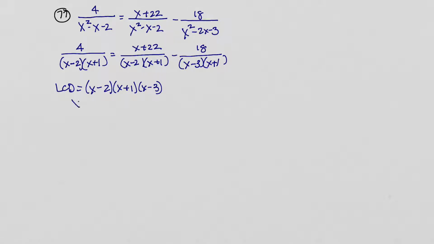And excluded values, you can see them. x is not equal to 2, negative 1, and 3. The 2 comes from here. If x is 2, 2 minus 2 is 0. The negative 1 comes from here. Change the sign, so we'll get negative 1 plus 1 is 0, and 3 minus 3 is 0. So there's our excluded values and our LCD. So I'll circle it so I can find it at the end.